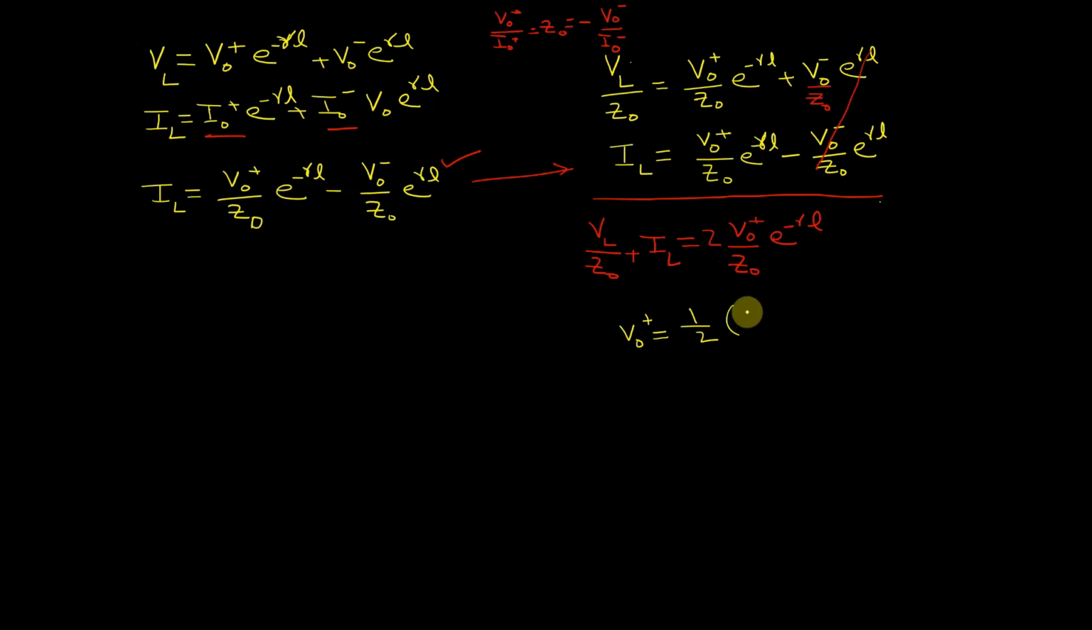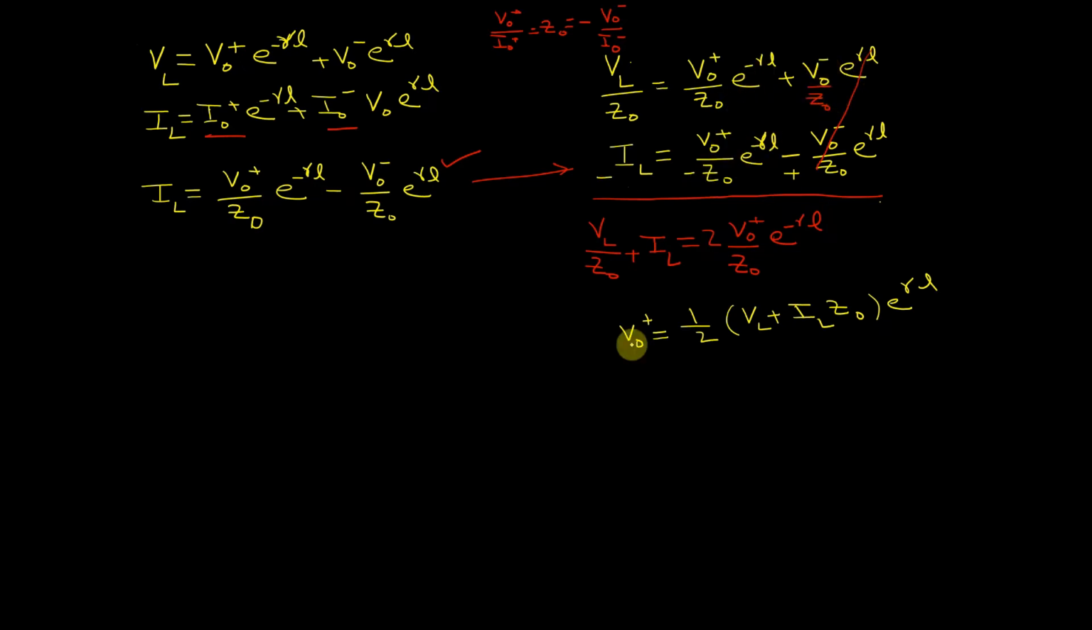So you will get V naught plus is equal to 1 by 2 VL plus IL Z naught, times e raised power gamma L. So this is the value of V naught plus. Now similarly, if you subtract these two equations, that term will be cancelled out, and you will get the value of V naught minus.